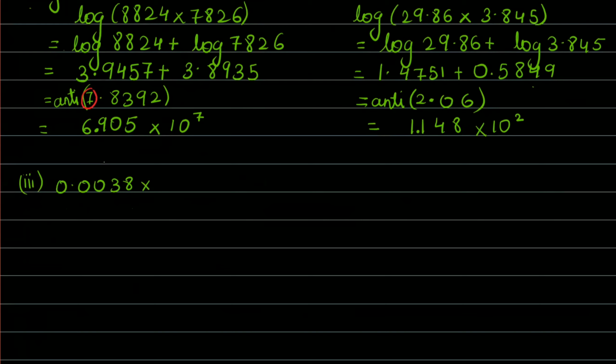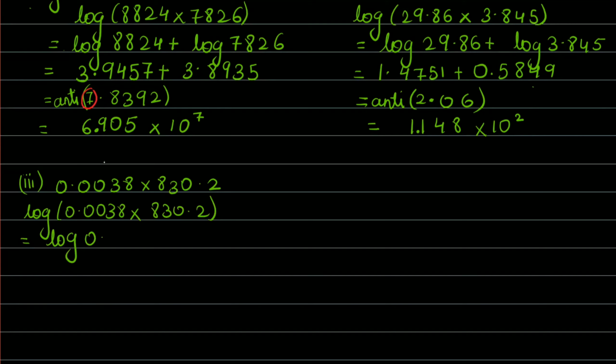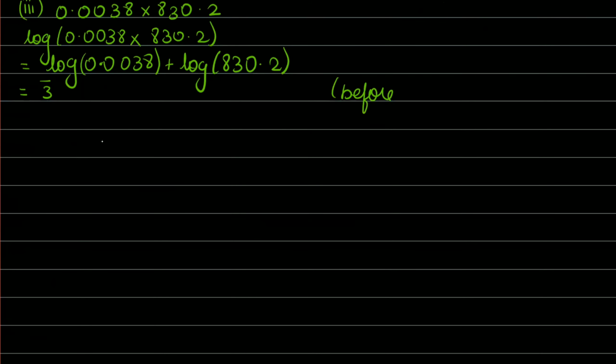0.0038 into 830.2. Okay, we're going to apply log to 0.0038 into 830.2. So according to the formula, it will come as log 0.0038 plus log of 830.2. Okay, before the number.